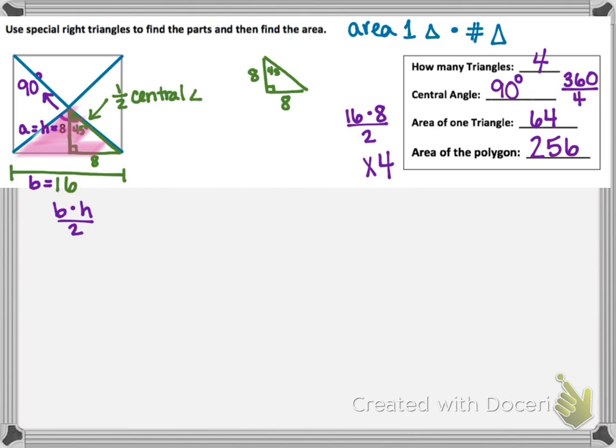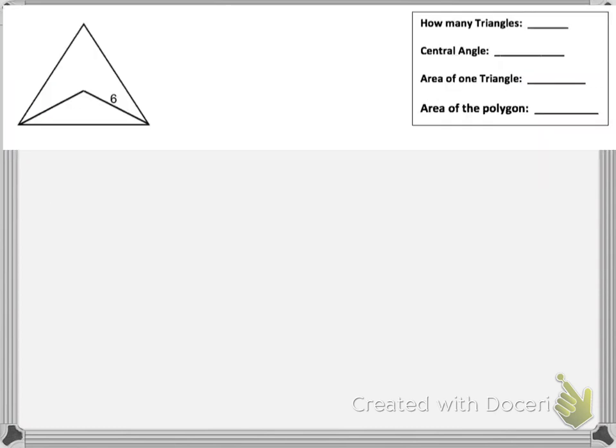All right, let's look at another one. So, there are 2 questions that you can answer, no matter how good you are at math. I know you can do these first 2 because I know you can count and I know you can divide. So, how many triangles do I have?